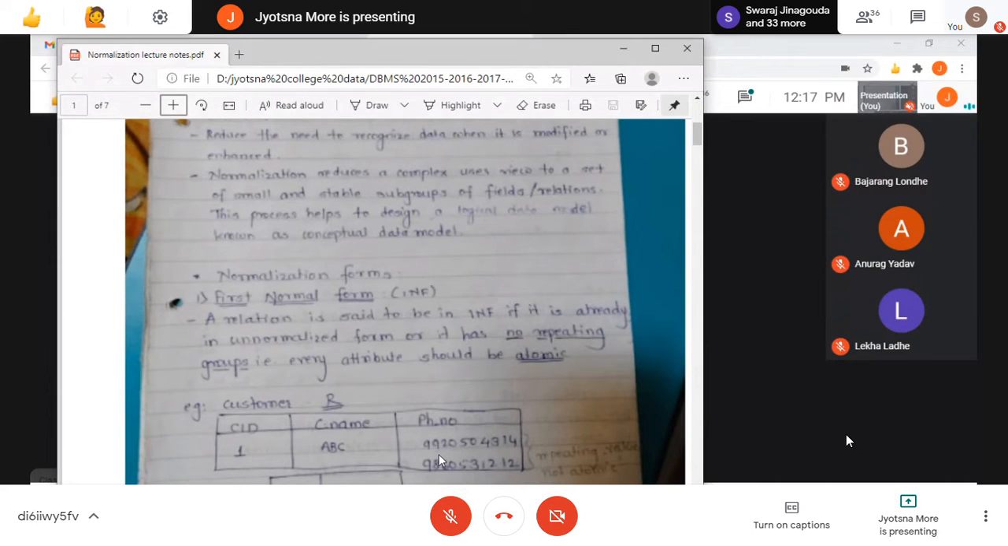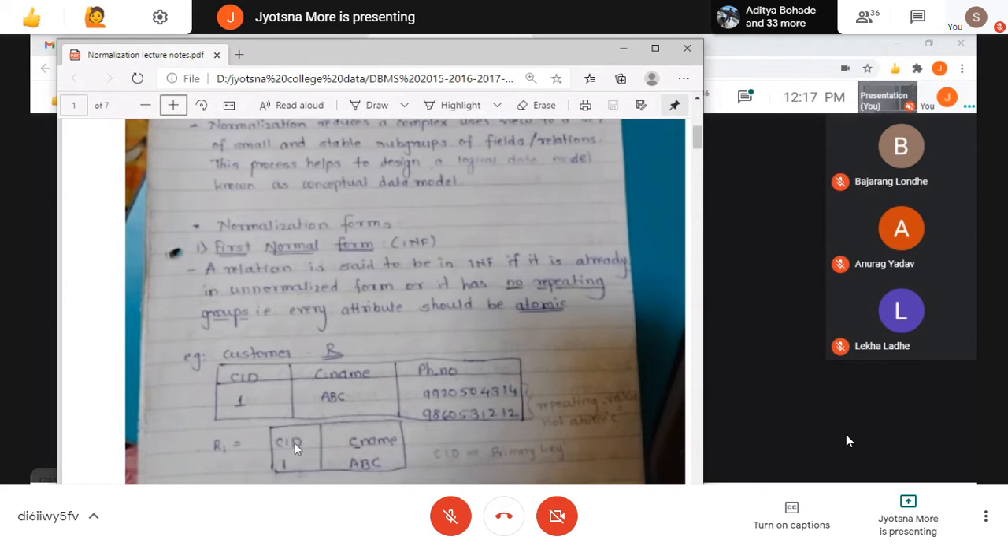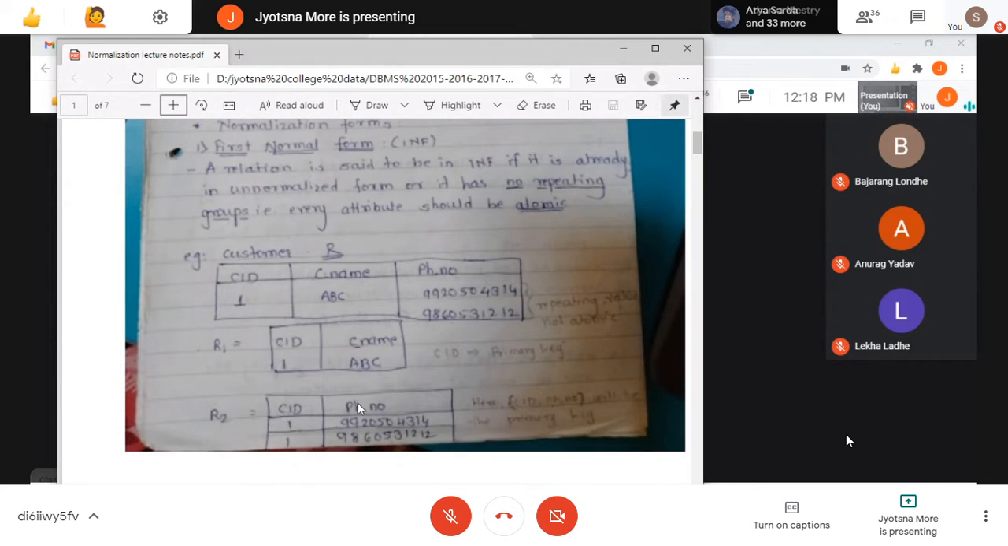So we are going to break this customer relation into two different relations where we will not have a repeating group. As I am considering customer ID as a primary key, I will make one group as customer ID with customer name. So I will have my table like this: customer ID, customer name. This is done, where my customer ID is a primary key. Now for the second table, I will make customer ID and phone number as another group.